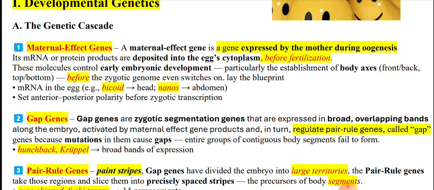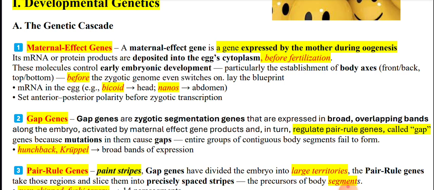Okay, so maternal genes set the main map. Then the embryo's own DNA starts working. That brings us to G in our mnemonic, gap genes. Right. Now we're talking about zygotic genes, the embryo's own, and they're switched on by those maternal gene products we just discussed. And what's their role? They're called gap genes. They define the first really large territories of the embryo. Think of them as marking out broad, overlapping bands along the body axis, sort of dividing the whole thing into maybe 3 or 4 major zones.